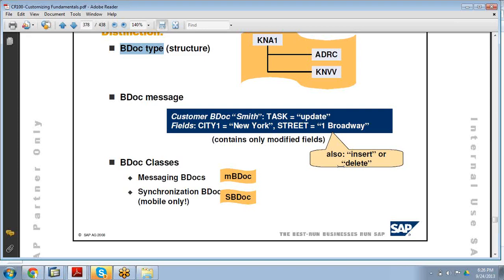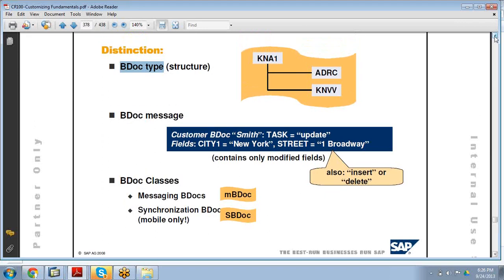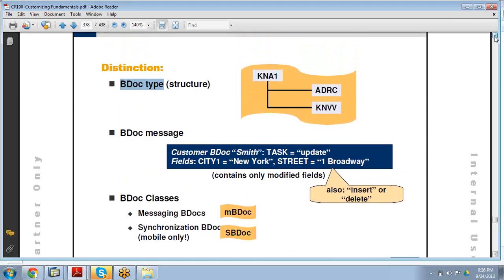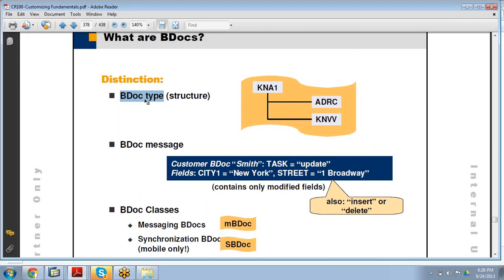This BDoc is a template which will keep the entire data glued together in a single packet. That's what a BDoc is all about. We will see some examples of BDocs. Take this. What are BDocs? Very, very important, because when we open BDocs, you will not see the structure like this. You have to imagine it in this way.